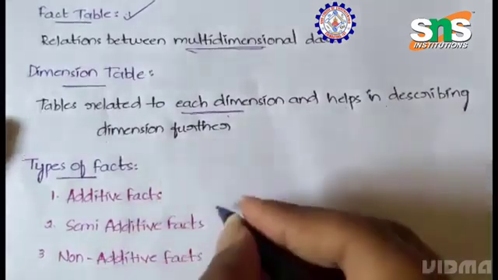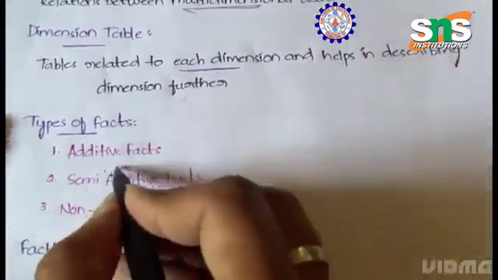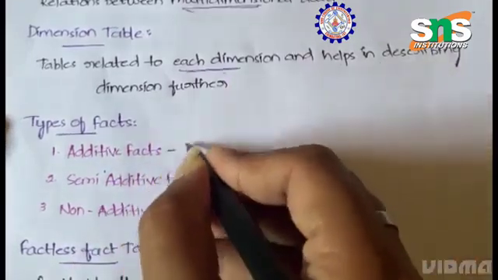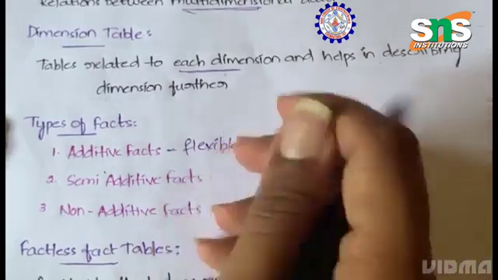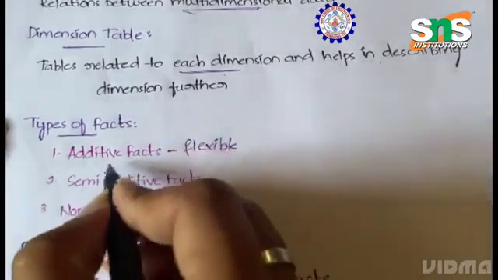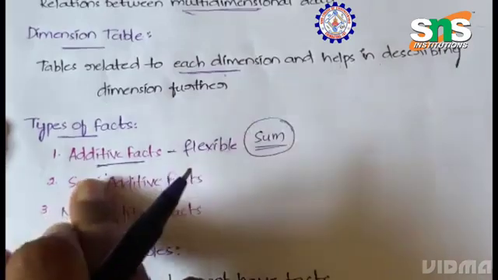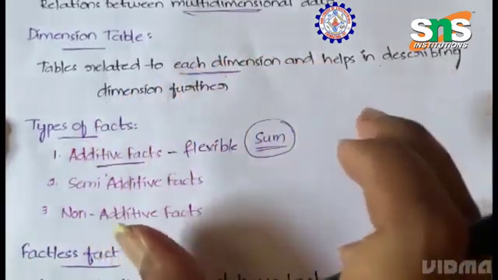Now, types of facts. We have a total of 3 types of facts. The first one is the additive fact. What do you mean by additive fact? Among all the facts we have, this is the most flexible one, and also the most useful one. Why? Because you can sum this, S-U-M. You can sum these additive facts even across any other dimensions associated with the fact table.